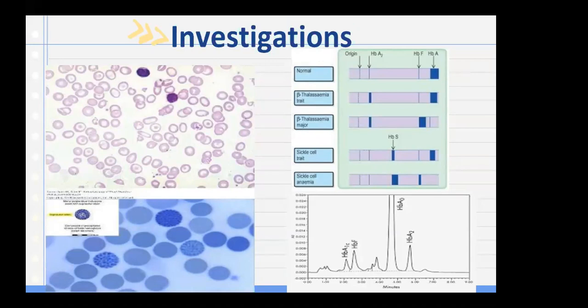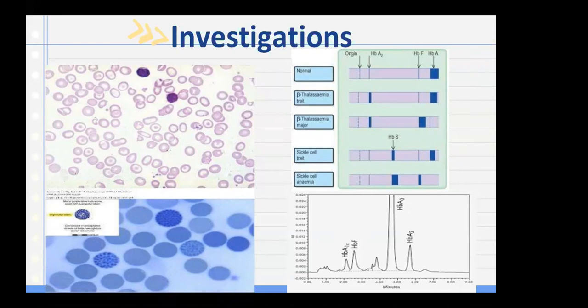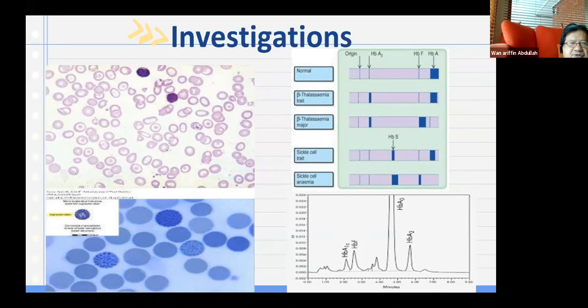Next is the investigation result, such as in the full blood count. We can see the RBC can be hypochromic, microcytic, so you can see that it is almost the same as in iron deficiency. You can see anisocytosis, poikilocytosis, target cells, basophilic stippling, hypochromasia. So this is one important differential diagnosis. For example, in the exam you are shown this blood film. They will ask you to describe the blood film, and then you have to describe the abnormalities. And they say, give two differential diagnoses. Then you have to give thalassemia as well as iron deficiency.